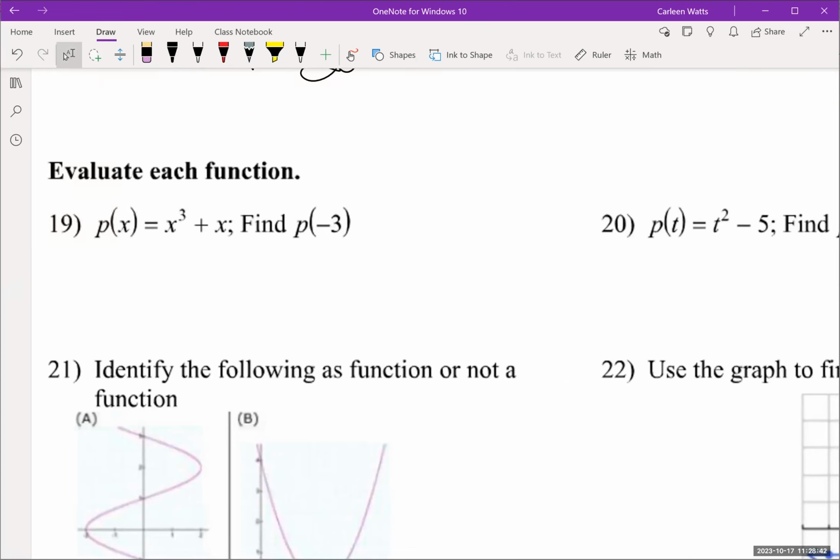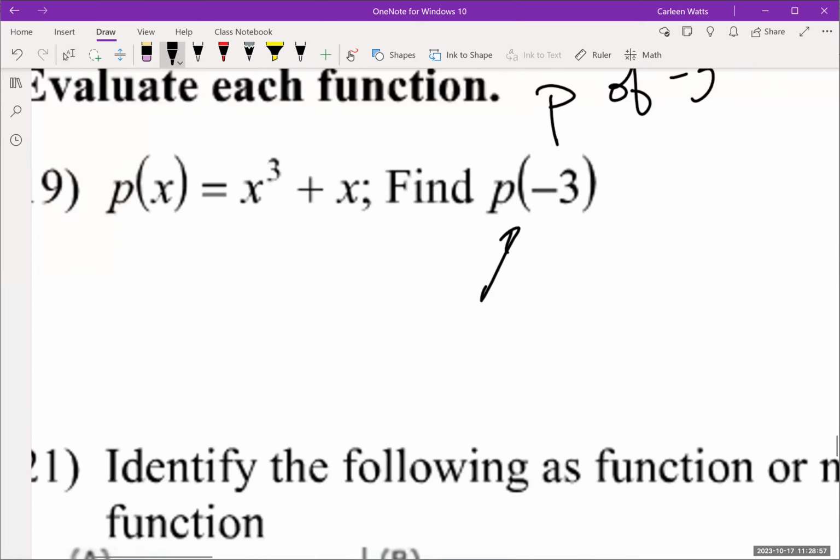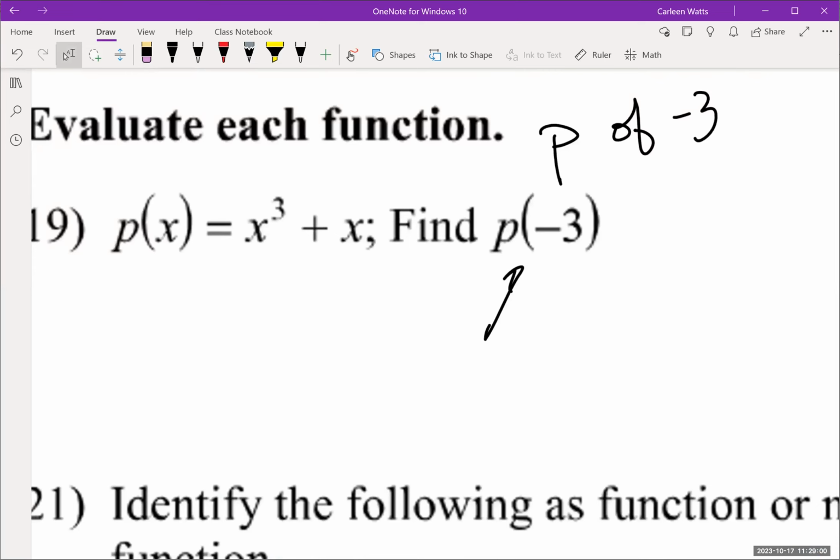-19. So find P of -3. That's what that says. Now, there is only one variable here. There is a variable and there is a function name. What is the variable? The variable is x. What is the function name?